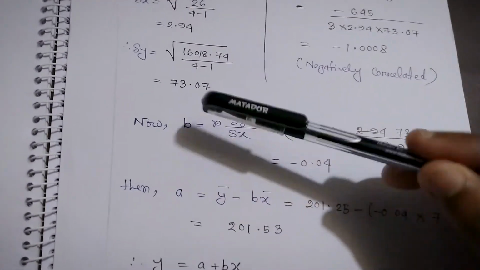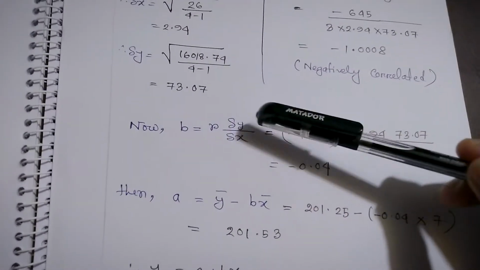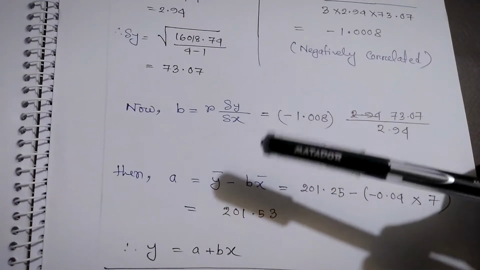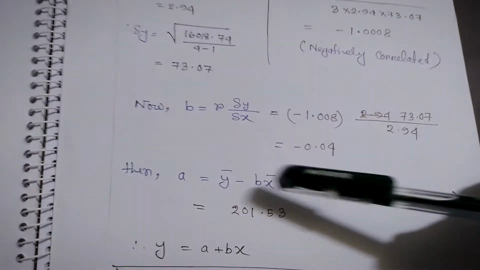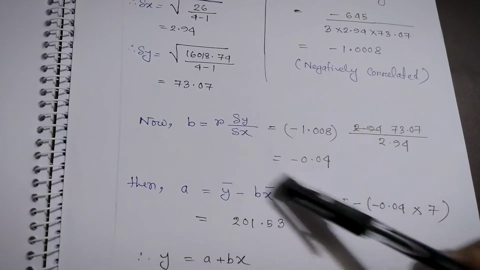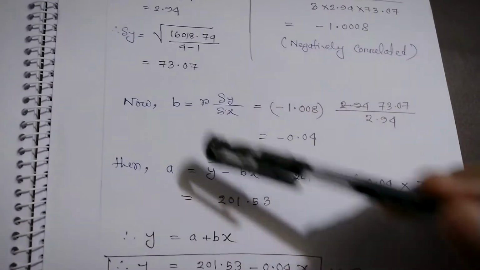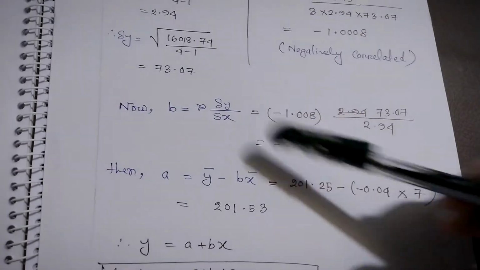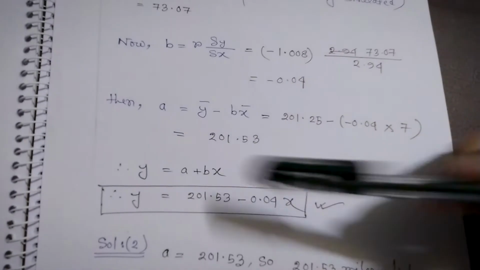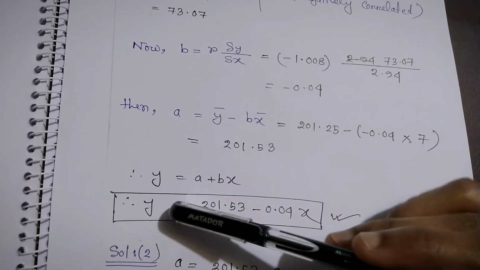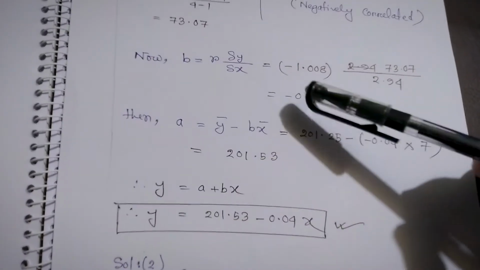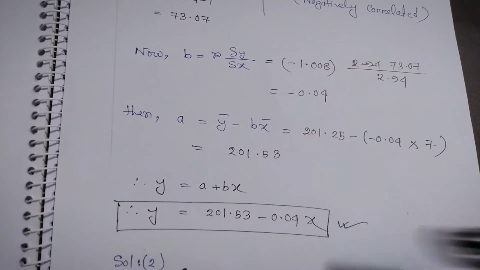So b is actually r times the standard deviation of y divided by the standard deviation of x. You find that. And if you want to find a, it is y bar minus b times x bar. y bar is this one, x bar is also there, and b is that value, which is minus 0.04. When you find b and a, those two formulas are important, so remember that. When you find b and a, you get this equation: your ultimate equation y equals a, which is 201.53, and the b value is minus 0.04 times x.